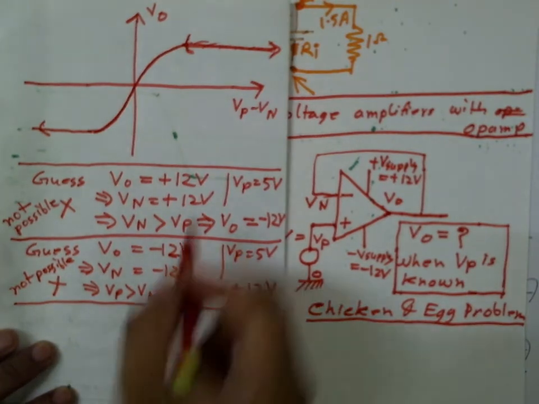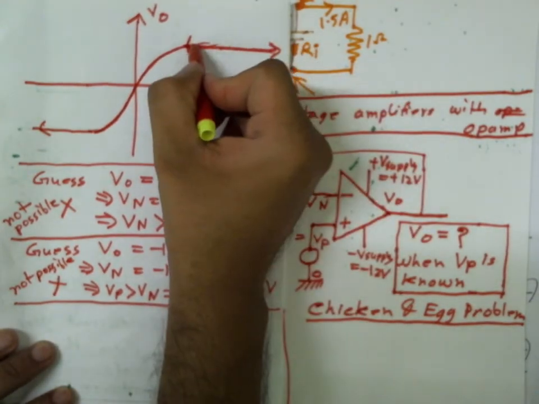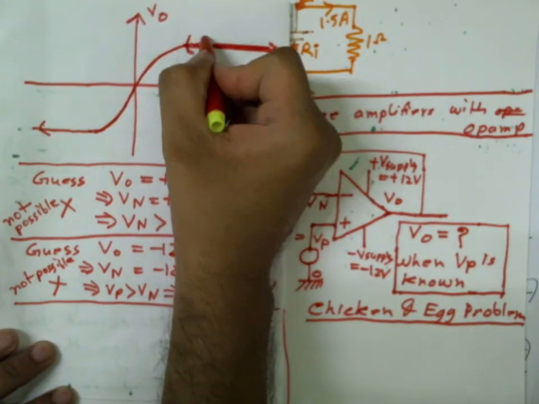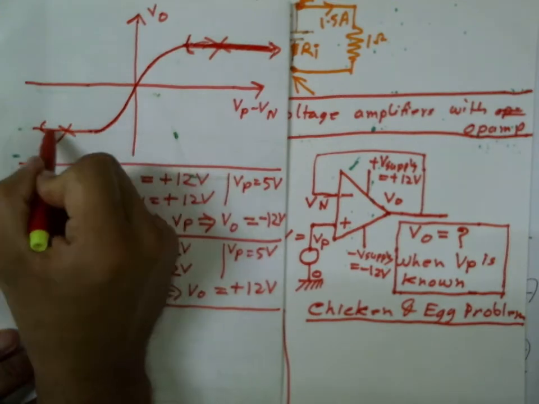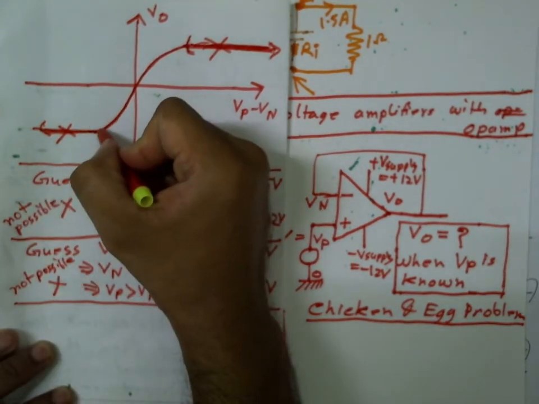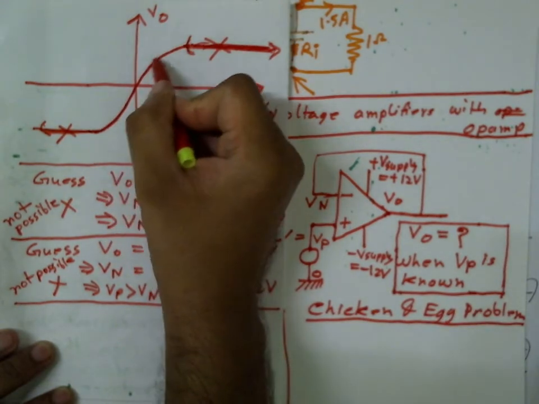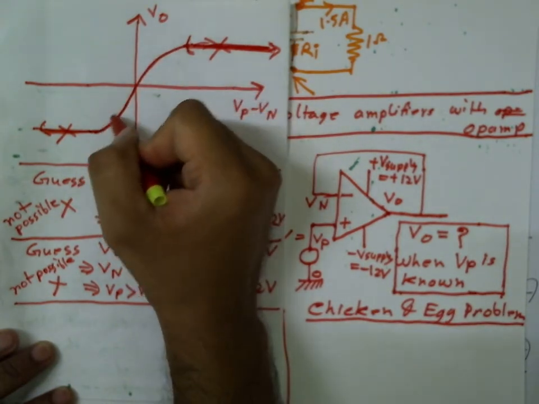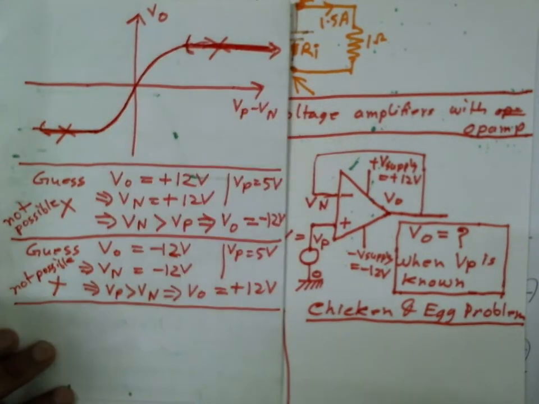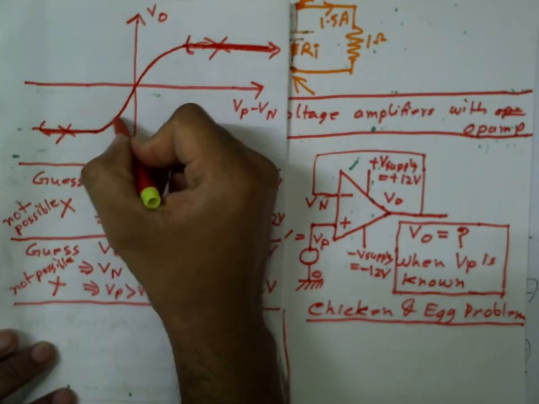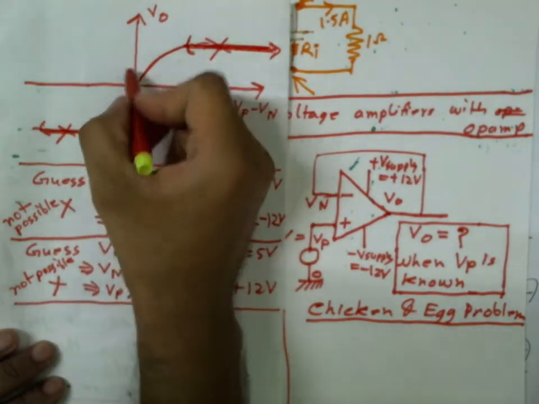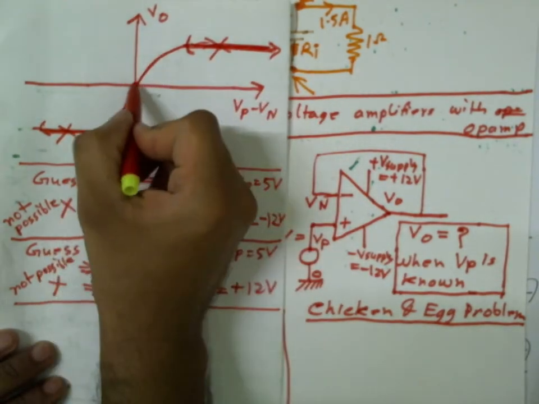Okay, now what do we do? So we know that Vo is not plus 12 volt, so it's not anywhere here, and it's not even here, because it's not minus 12 volt. Then maybe the only possibility is this region where the output voltage changes gradually. So maybe we have to search only in this region. Now where do we search? There are so many possibilities, starting from minus 12 to plus 12. Let's make a guess of Vo equal to 0.